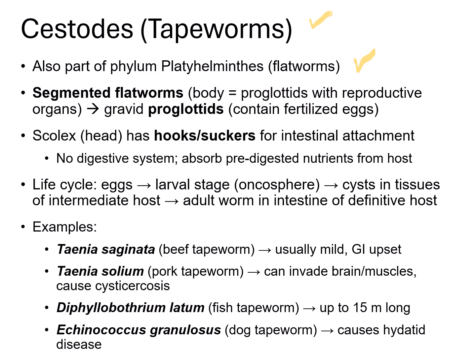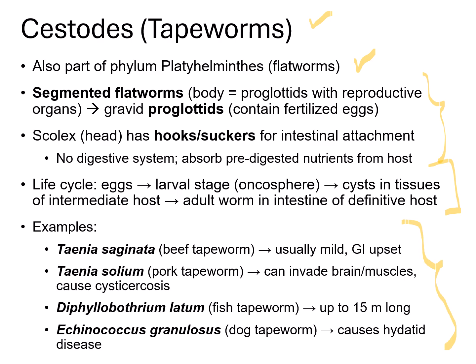The head or scolex has suckers to attach to our intestinal walls. There's no digestive system, interestingly, in these worms, so there's no mouth or anus. Instead, they absorb pre-digested nutrients from their host. And their life cycle will involve eggs that develop into larval stages and then become cysts in intermediate hosts. And then adult worms in the intestine of the definitive host occurs if we eat undercooked meat containing these cysts. So I have several examples listed below.